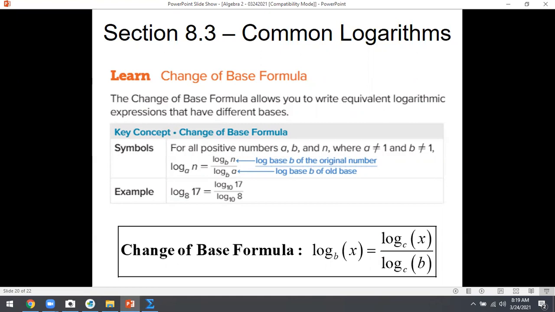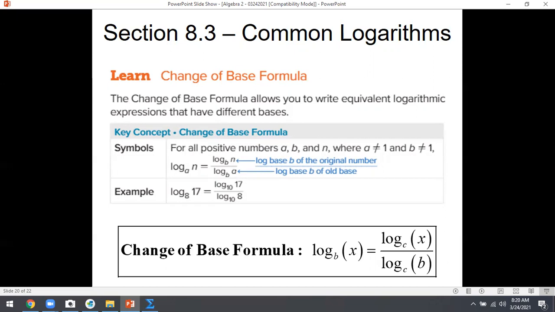And what this equation stands for is, on the right, there's this new letter C. C is whatever base you want it to be. You can change it to a base of C. On the right, everything has a base of C now, whatever base you happen to choose.